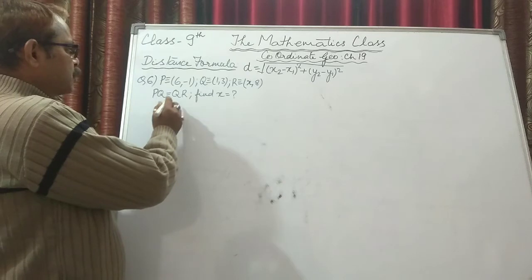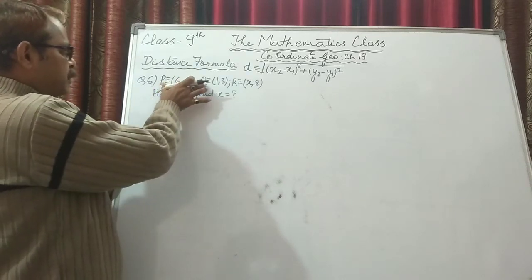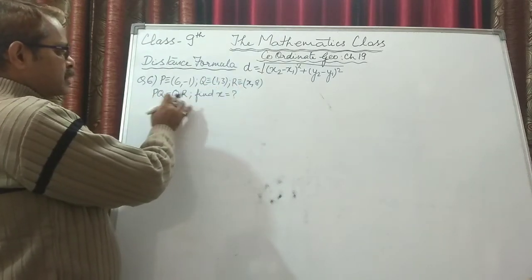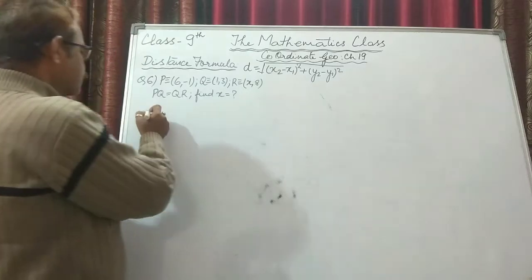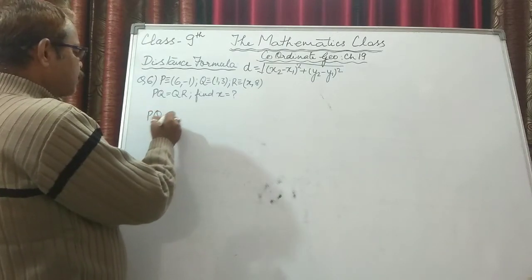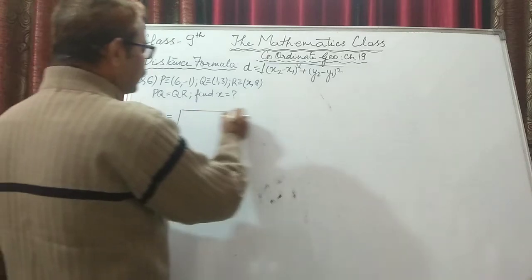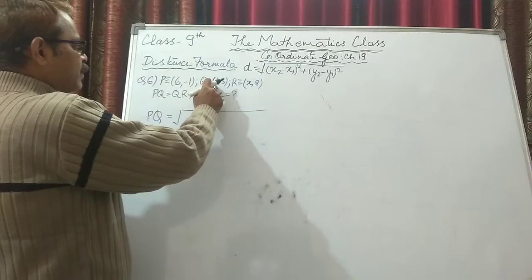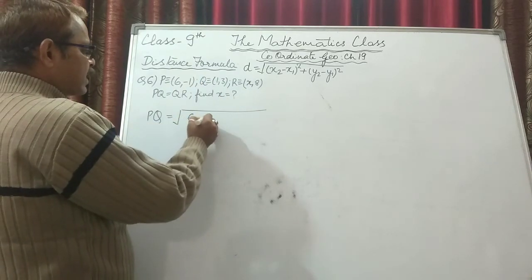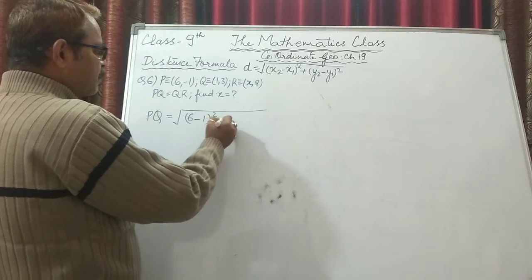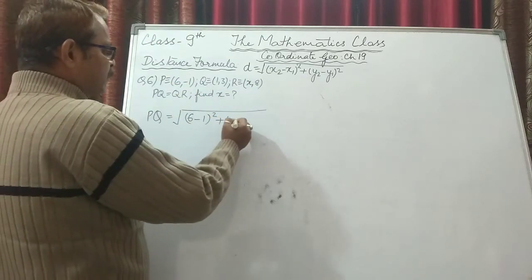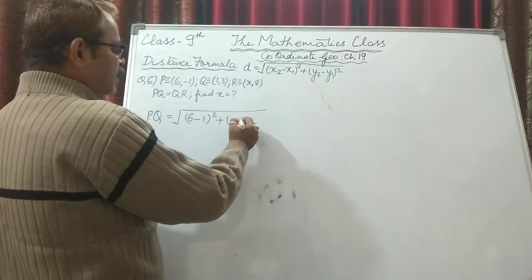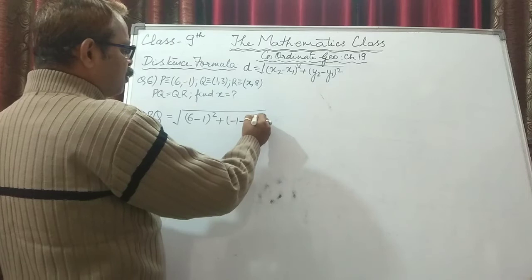So PQ is equal to QR, it means we will find the distance between P and Q and we will find the distance between Q and R, and since these distances are equal, we will equate them. First when we take PQ, PQ is the distance between the points P and Q. So 6 will be considered as x1, 1 will be considered as x2. It means x1 minus x2 whole square plus minus 1 is y1 and 3 is y2, so y1 minus y2 whole square.